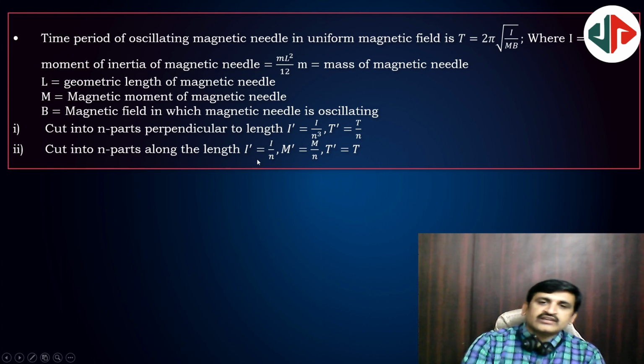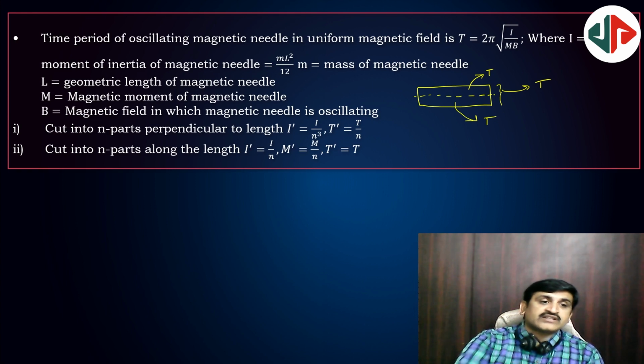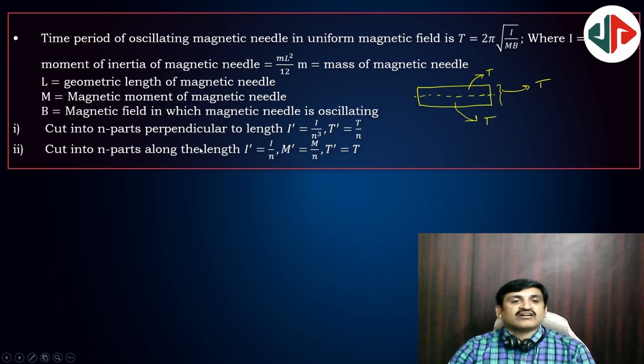I mean to say, suppose one bar magnet is giving a time period T. If the same bar magnet is cut into two pieces along the length, and this piece is used, its time period is also T only. If this piece is used, that is also T only. If the whole magnet is used, then also T only. That is the meaning of the second statement. If the magnet is cut along the length into n pieces, then the moment of inertia becomes I by n, and the moment also becomes M by n. So obviously the time period remains unchanged. The numerator becomes by n, the moment becomes by n, so the time period remains the same.